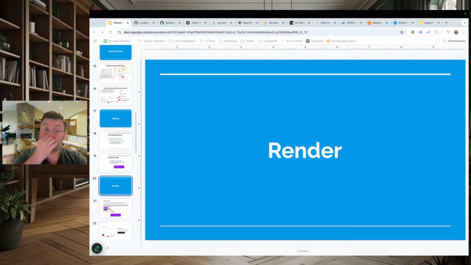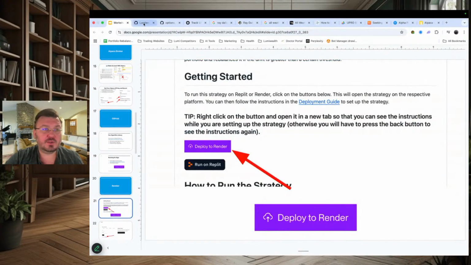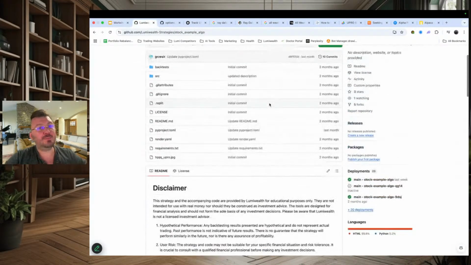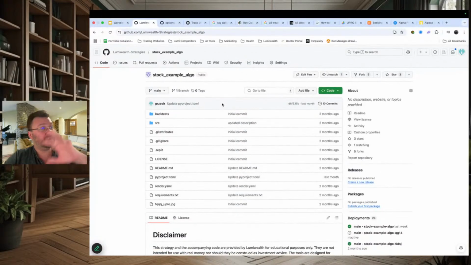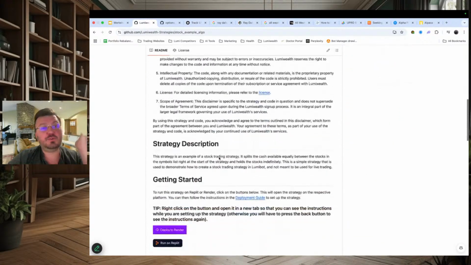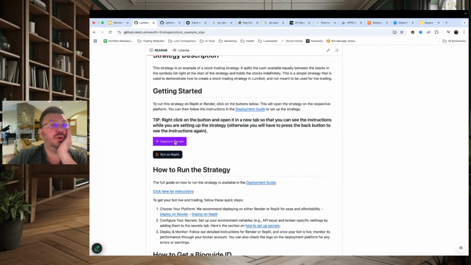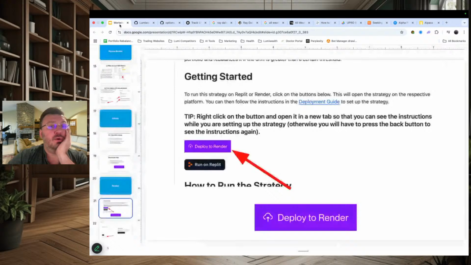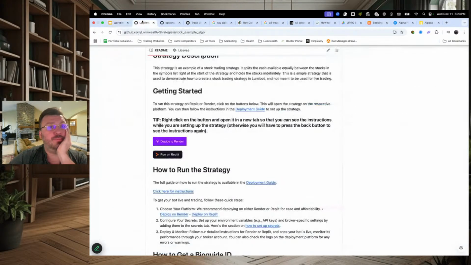All right. Okay. So now let's talk about render. Okay. So first thing you want to do is we want to go to that bot, right? So we want to find our bot. So here in this case, I'm in this example algorithm, right? All of you guys will have access to this, whether you're subscribers or not. And go to this bot or whichever bot you want to run and find that deploy to render button. Okay. When you're here, you want to click on that button, right? Pretty straightforward. Okay. Click on that button.